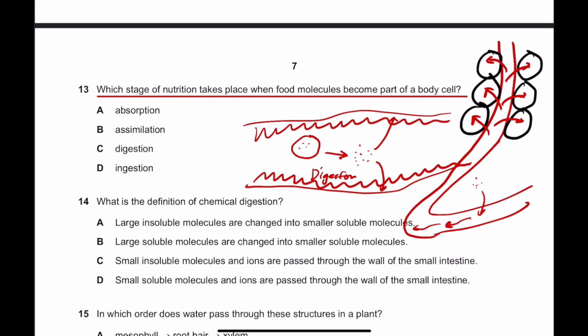And this process is called assimilation. So assimilation happens when the substances in the blood vessel get transferred or transported to the cell and become part of the body cell. Right? So B is the right answer.